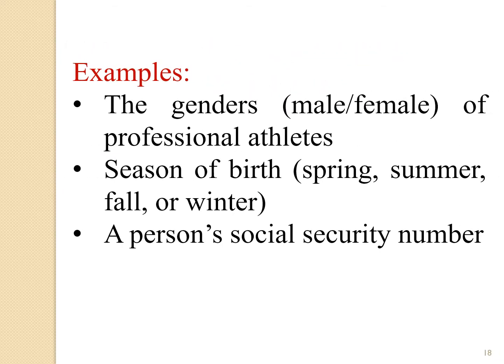Examples: the gender, male or female, of a professional athlete, and season of birth: spring, summer, or fall. These are non-numerical. Another good example is a person's social security number. Someone may think the social security number is numerical, but that is not true. A social security number is a unique identity for you, actually a label for you. So that is qualitative, not quantitative. That's very important.